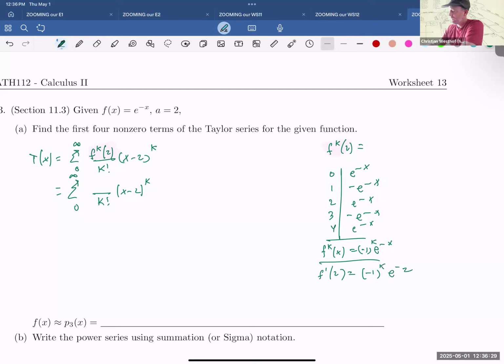So negative 1 to the k, e to the negative 2. That's what your numerator is. Then that's your series. There's nothing to really simplify there.